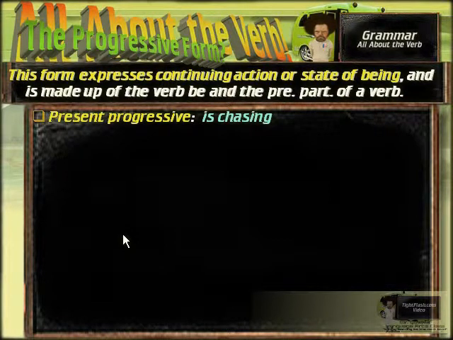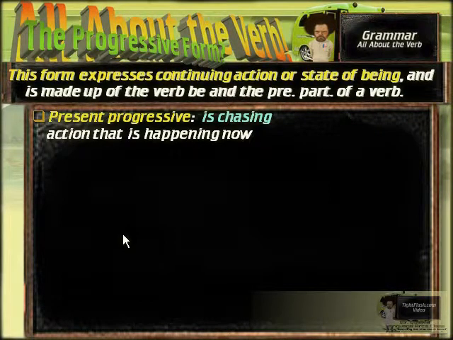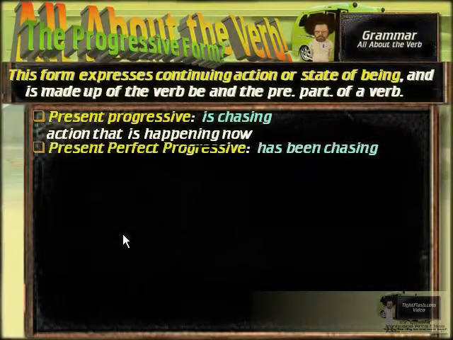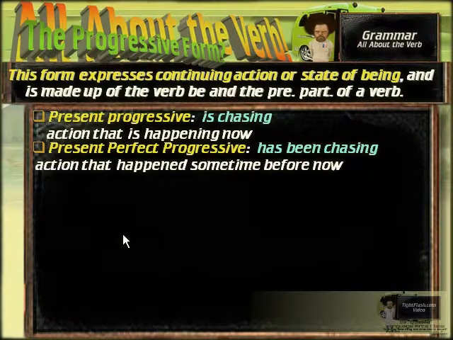Present progressive, that's an action that is happening right now. It's happening as we sit and watch it. Mr. Quick is talking to you. I mean, to the camera, but I'm really talking to you. So that's something that's happening now. Well, now in my sense of now, well, kind of in your sense of now too. Interesting. Now we're going to talk about that. Present perfect progressive, has been chasing. Now this is an action that happened sometime before now.